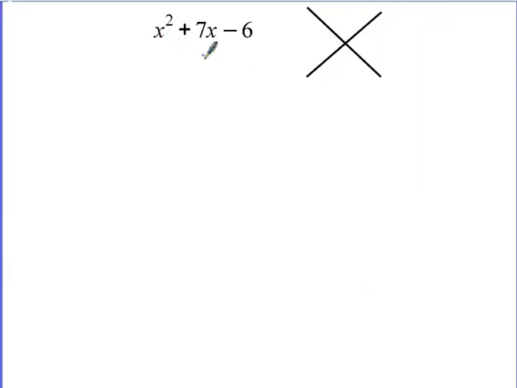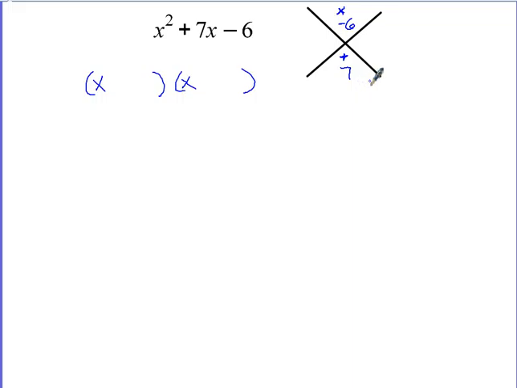Here's a second example, x squared plus 7x minus 6. So again, I'm going to draw my 2 sets of parentheses. I know that I'm going to have an x at the beginning of both of them. And then c goes to the top, so they have to multiply to negative 6, they have to add to b, so 7. So multiply to negative 6, add to positive 7.